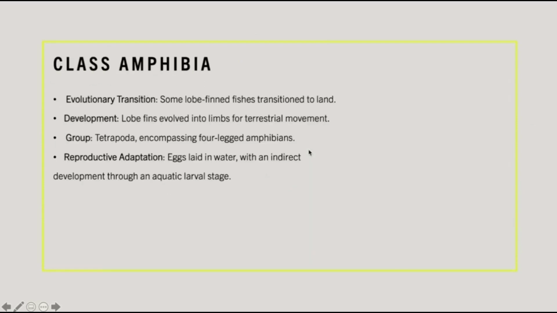Okay, now the class Amphibia. Some lobe-finned fishes then transitioned to land, and their lobe fins basically developed into limbs so that they were able to move on land. Terrestrial basically means land, okay? So they belong to a group called tetrapoda, meaning, of course, four-legged. And they're called amphibians.